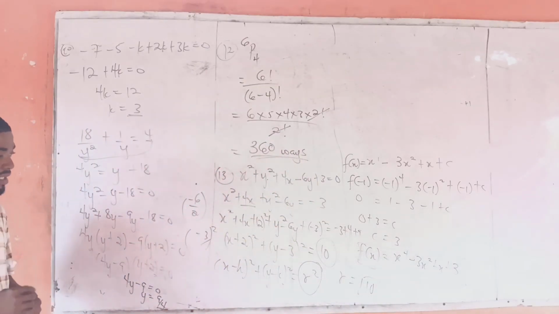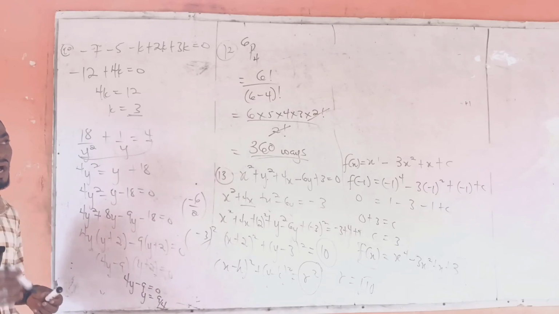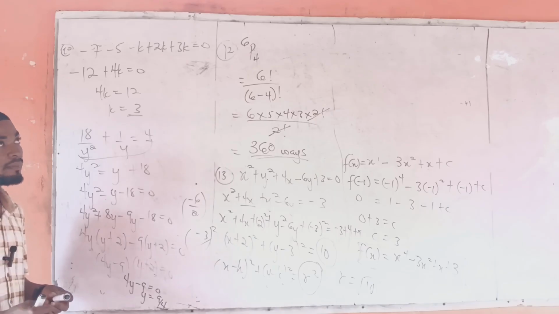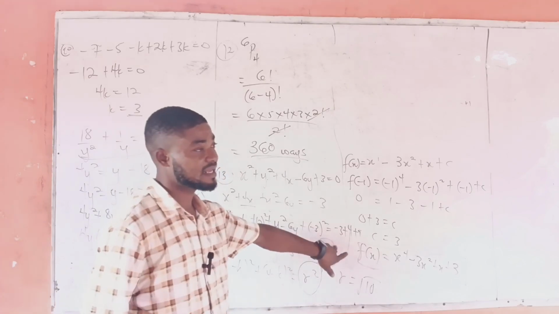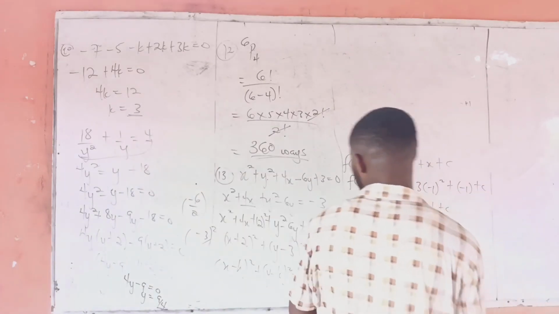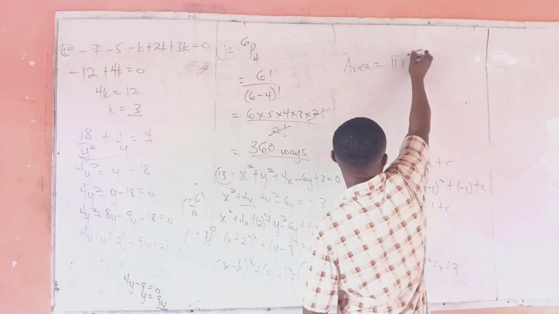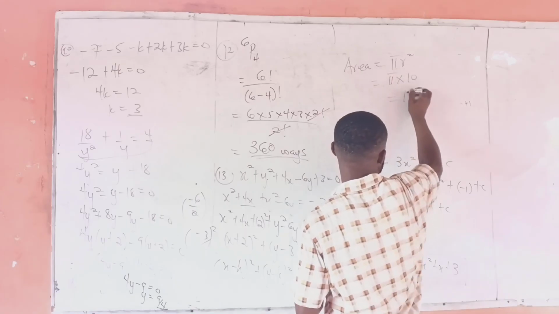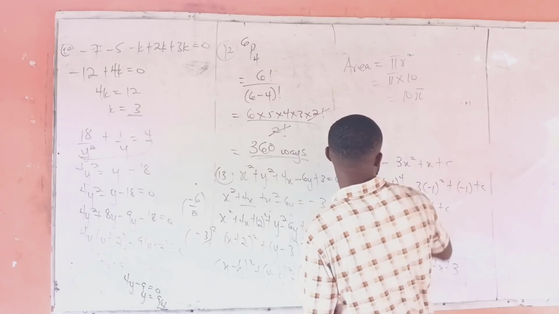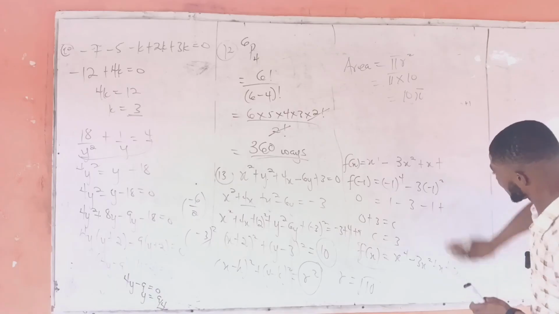That is our radius. Now I've been asked to find the area of the circle. Area is given by pi r squared. We know r squared is 10, and so this is making it a bit easier. Pi r squared, we know r squared, so pi times 10. And so we have 10 pi as the answer for question number 13.